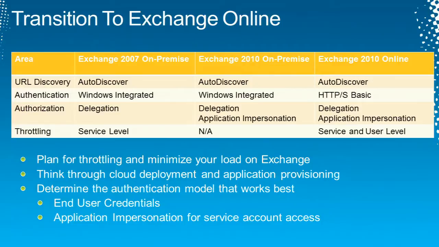So if you're transitioning to Exchange Online, there are a couple of things to think about. Again, Autodiscover is your URL discovery mechanism. That's consistent across the board. The authentication changes. Windows Integrated works for on-premise. In Exchange Online, we have integrated auth with Live ID, so the auth is slightly different there. Authorization, the delegate access model I talked about was available in Exchange 2007 and Exchange 2010, but application impersonation was new in Exchange 2010. So if you've got it online, and you've got Exchange 2010 on-prem, it's going to be the exact same code running there.